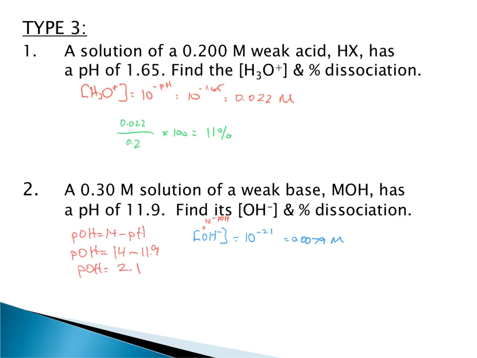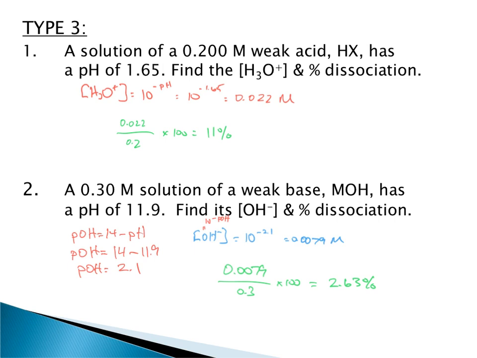And then to figure out how much of the original weak base dissociated, what we're going to do is we're going to take 0.0079 divided by the 0.3 molar, multiply it by 100, and when we do that, we're going to get 2.63%. So the weak base has a dissociation of 2.63%.